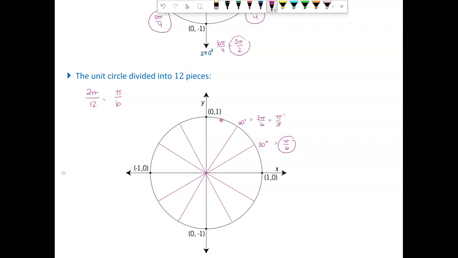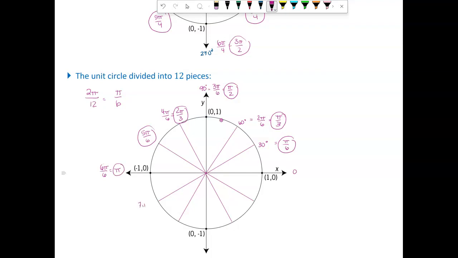Right? We still have our 90, and this is now at 3 pi over 6, which is pi over 2, which is similar to what we had above, right? Which we hope is the same since it still represents our 90 degrees. And then over here would be 4 pi over 6, which is 2 pi over 3. Then we have 5 pi over 6, 6 pi over 6, which is just pi again, which is our 180.